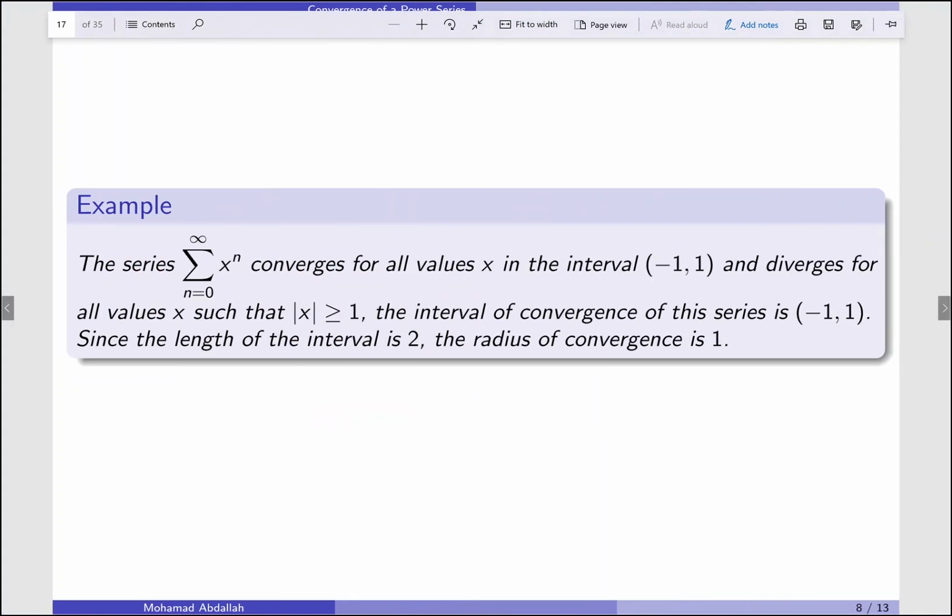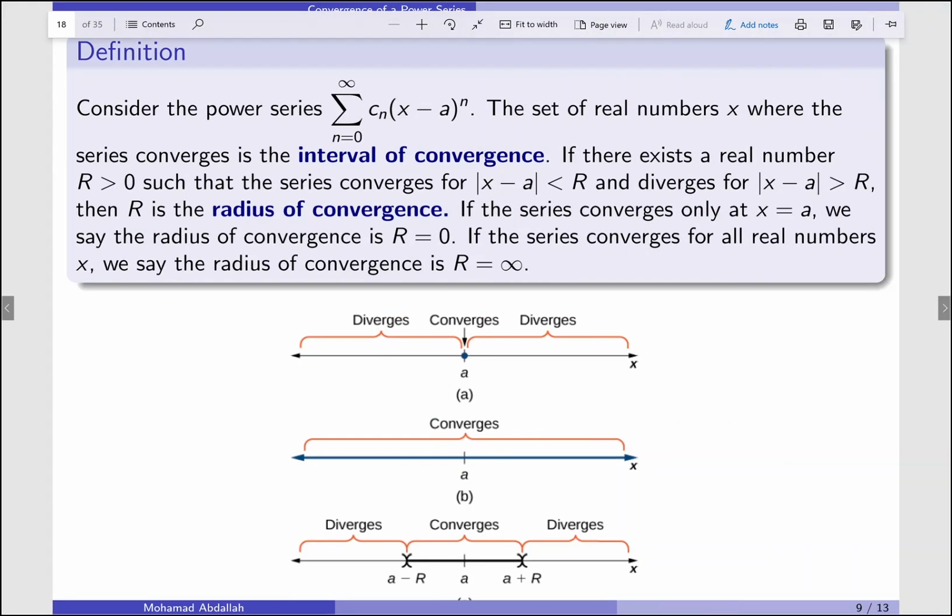Okay, so here this is the example that we just discussed, which is the interval of convergence, and that's the radius of convergence for the power series. So these are the three possibilities that we just spoke about. The first falls under the first case. Here it converges only at the center. When this converges only at the center, the radius of convergence is equal to 0.